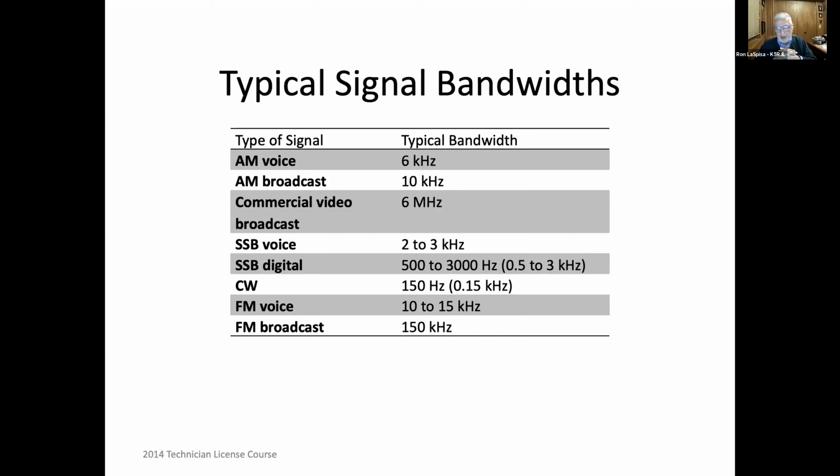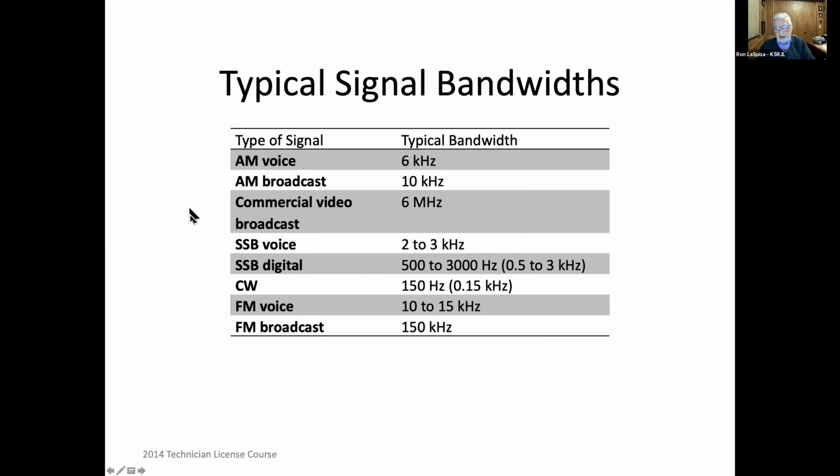Amplitude modulated voice, we already talked about that as having a typical bandwidth of 6 kilohertz. Now that's ham radio voice. If you're listening to the AM radio that you have in your living room, then that's a little bit higher. They allow 10 kilohertz of bandwidth for your broadcast type radio. But the ham radio is down around 6 kilohertz.